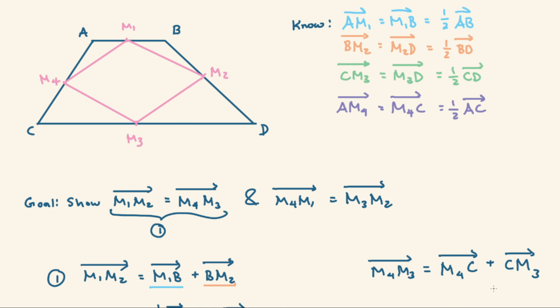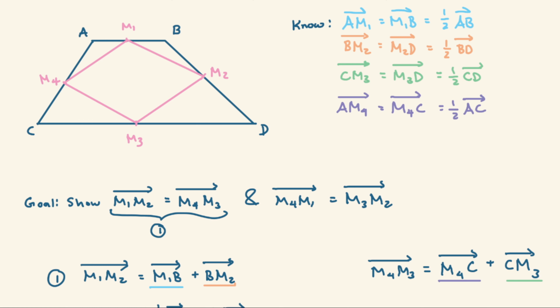All right, now what can we do with this? Well, let's take a look at our knowledge bank up here, what we know. Where does this M4C appear? Well, it appears right here, M4C is in purple. And CM3, where does that pop up? That pops up right here in green. So that's this green bit right here. And so the purple M4C is equal to half of AC, and this CM3 in green is equal to half of CD.